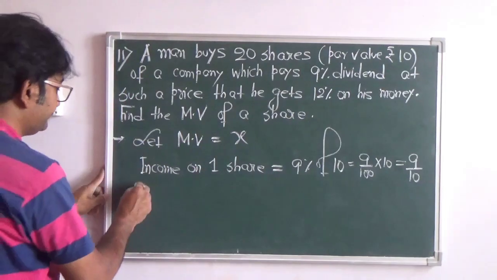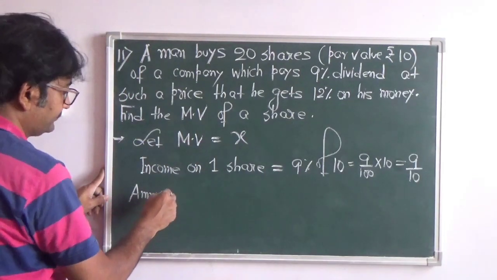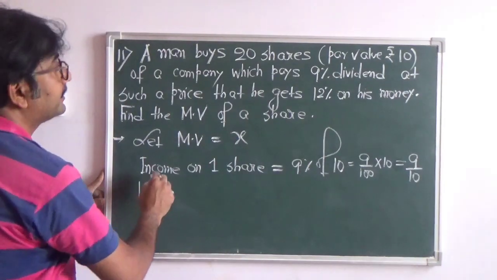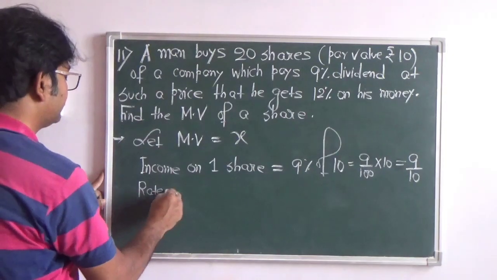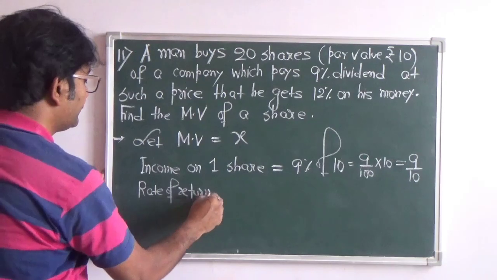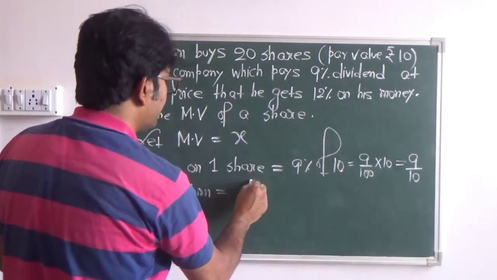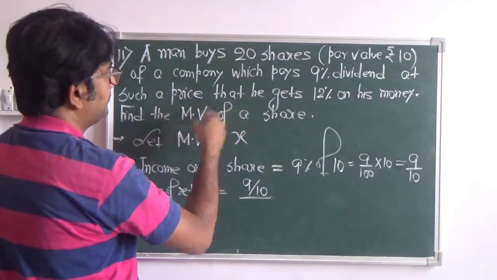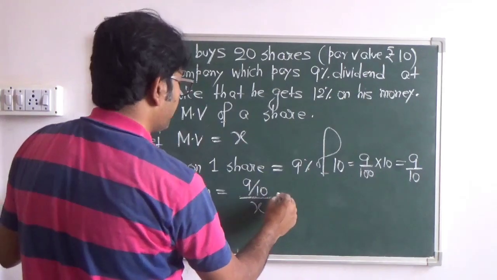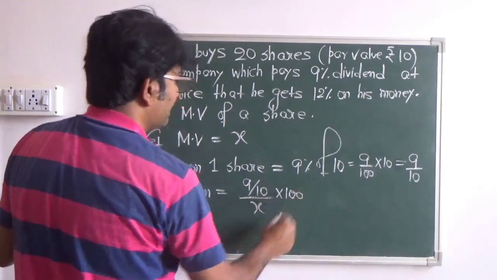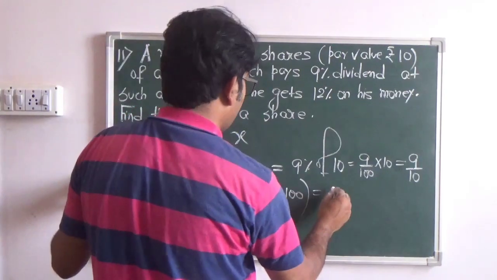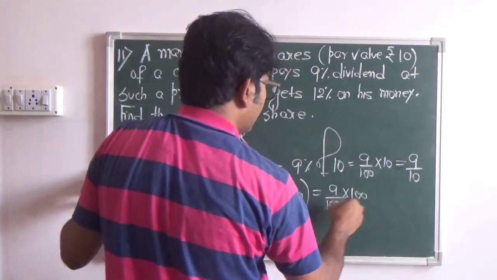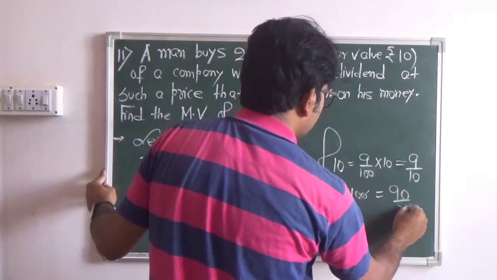So what is the annual income? Rather than finding the annual income, let us find the rate of return. Rate of return is income on one share, that is 9 by 10, divided by the market value. What is the market value? x. So into 100, this is the rate of return. So that is coming to 9 by 10x into 100, and that equals 90 by x.